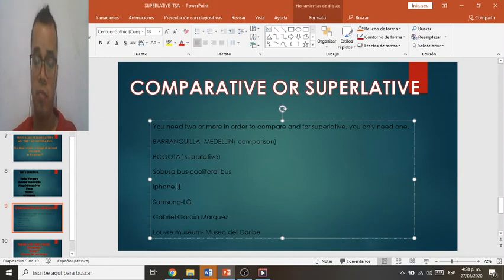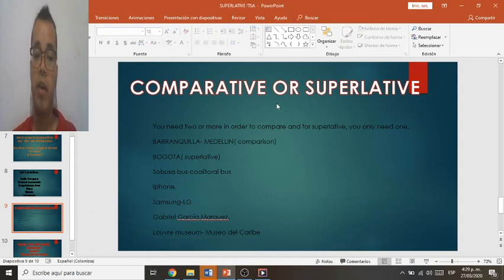Superlative because I'm saying only iPhone. Samsung, LG. Comparison because I'm comparing Samsung with LG. Gabriel Garcia Marquez. Comparison or superlative? Yes, it's a superlative because I'm mentioning just Gabriel Garcia Marquez. Louvre Museum and Museo del Caribe. Voy a comparar el Museo del Louvre con el Museo del Caribe. So it's a comparison. So I need to complete the comparisons or the superlative, create your own sentences, and let me know if you have any problem or any questions about it.